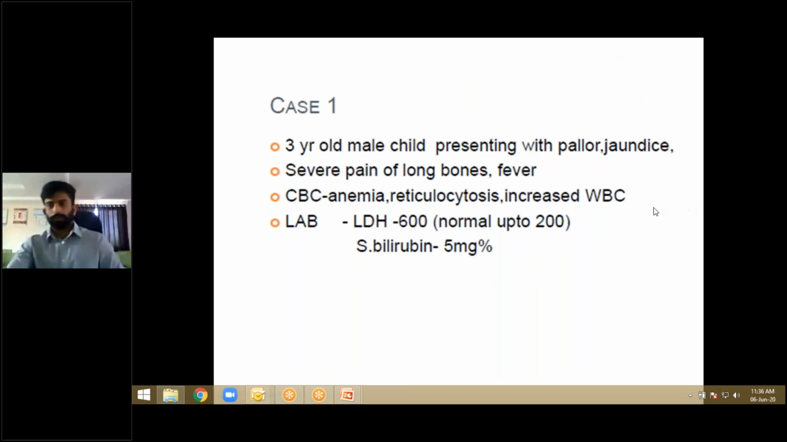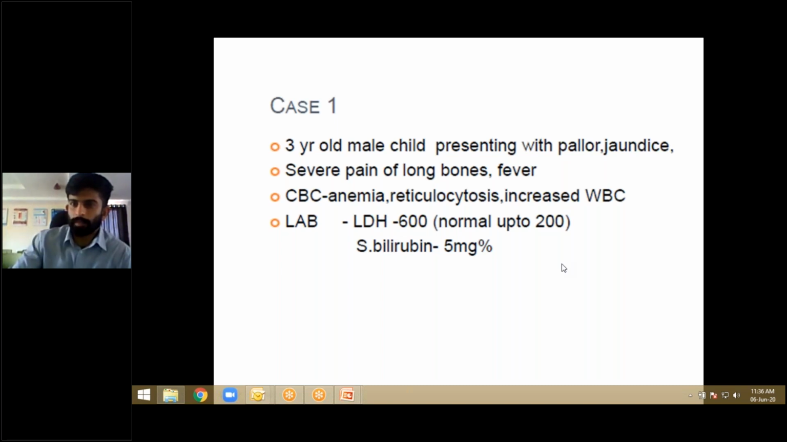So class, we spoke about sickle cell anemia in the previous class. This is the case we discussed. A 3-year-old child presenting with pallor, jaundice, severe pain of long bones, fever. The CBC shows anemia, reticulocytosis, increased WBC count. The lab values show an LDH of 600, which is abnormal, raised. Serum bilirubin of 5 milligrams, which is also raised.